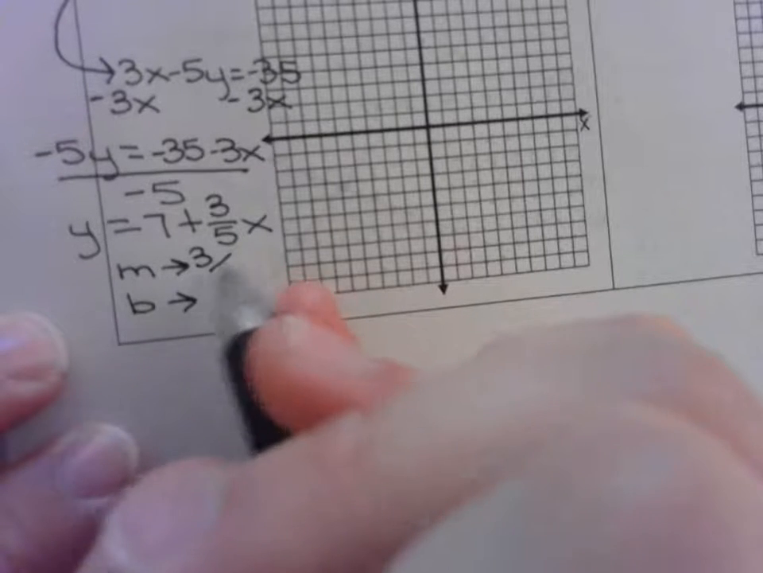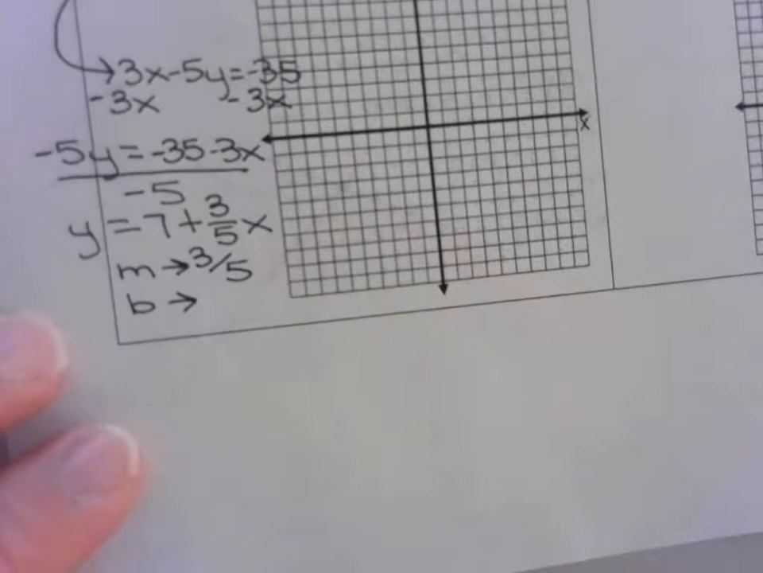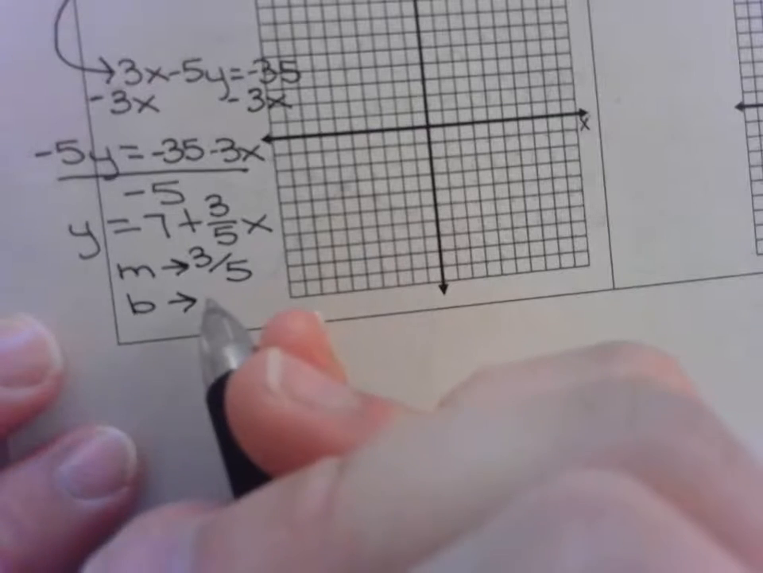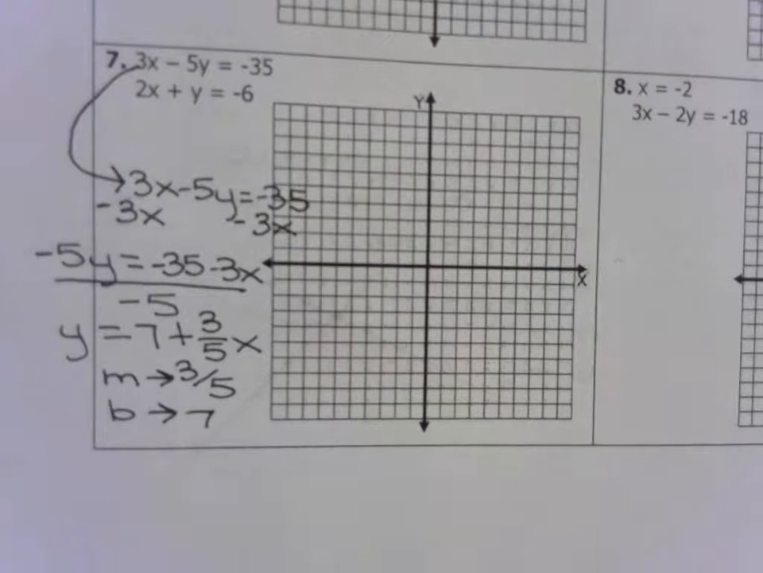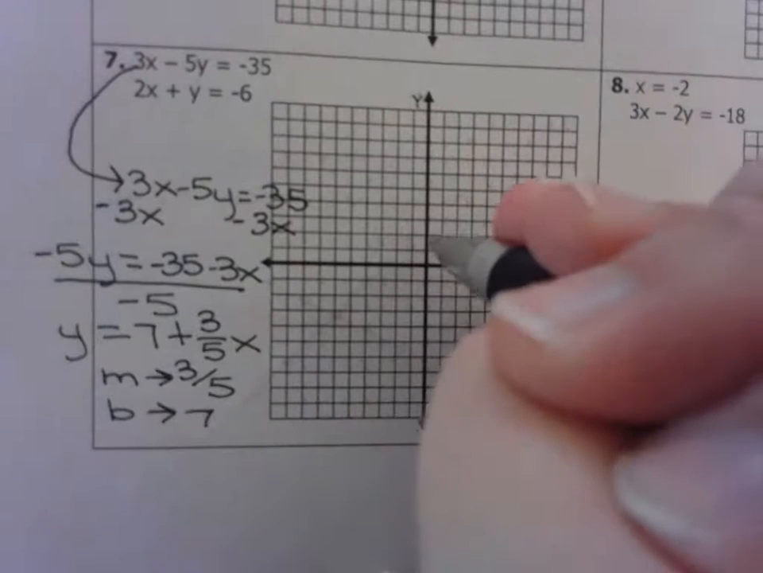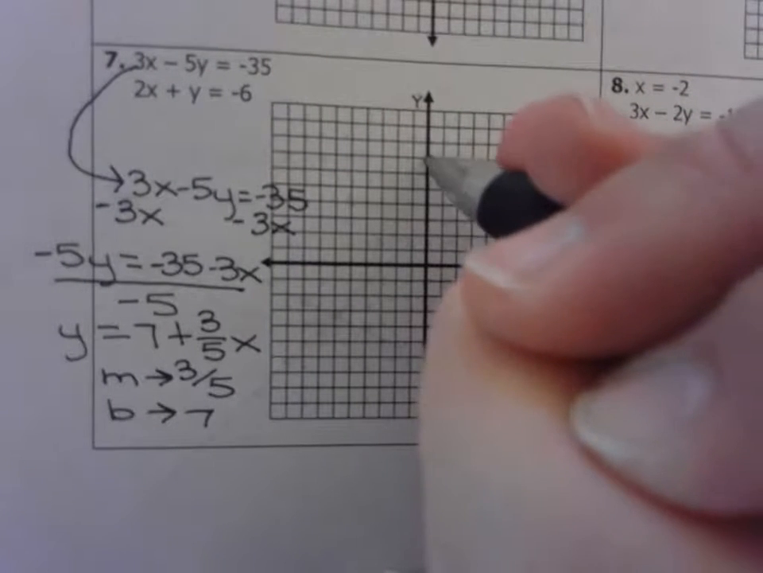Slope is positive 3/5. My line should be going uphill because it's positive. This y-intercept is 7. Okay, how do I start graphing this? Up 7. 1, 2, 3, 4, 5, 6, 7. Put a point.